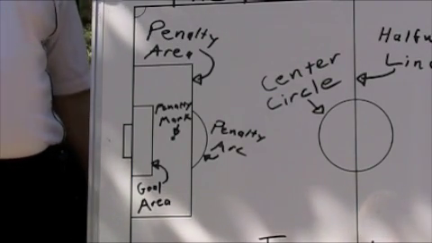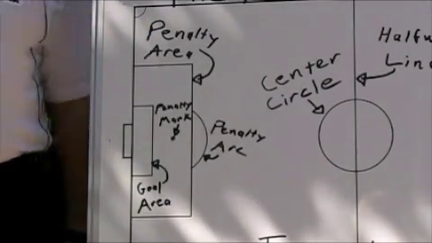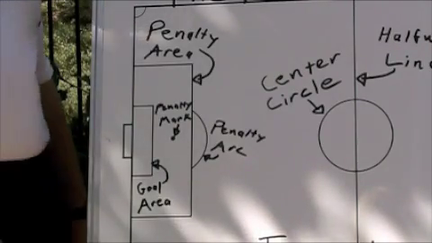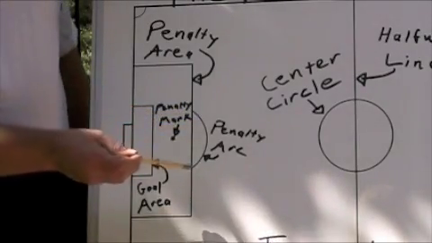Alright? They can't use their hands. Within the penalty area, they can use their hands. They can hold it, drop it, and punt it, whatever. Okay? Alright, this is called the penalty arc.